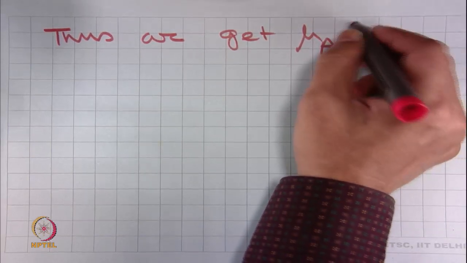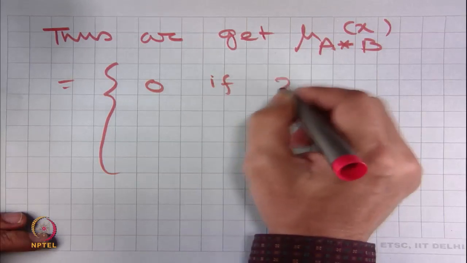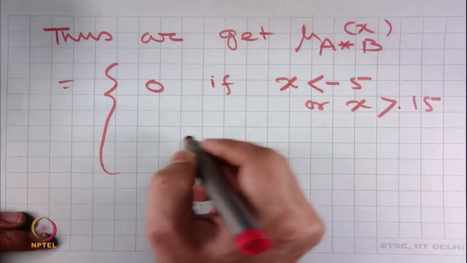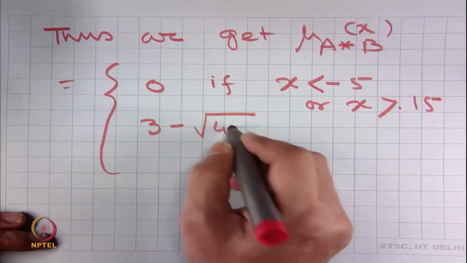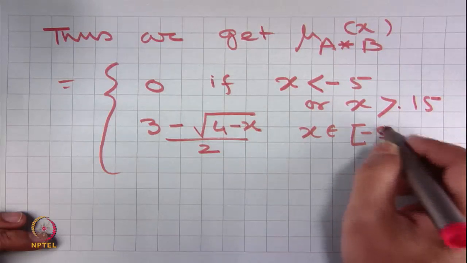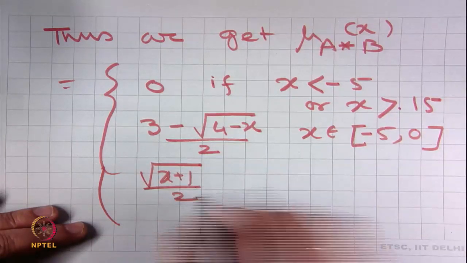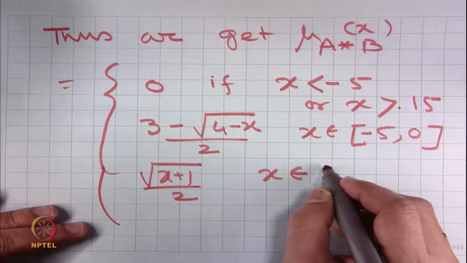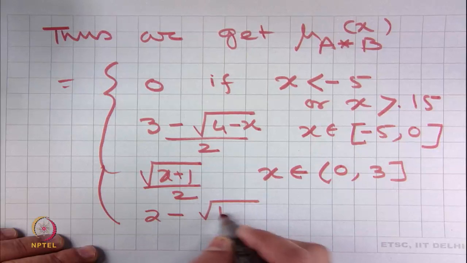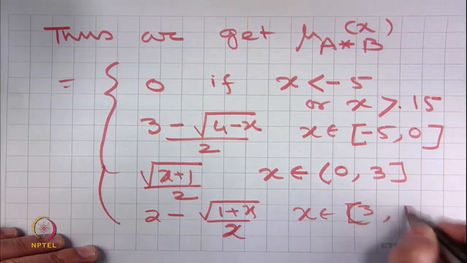Thus, we get mu a star b of x is equal to 0 if x less than -5 or x greater than 15, 3 minus root over 4 minus x by 2 for x belonging to -5, 0, root over x plus 1 by 2 for x belonging to 0, 3 and 2 minus root over 1 plus x by 2 for x belonging to 3, 15.